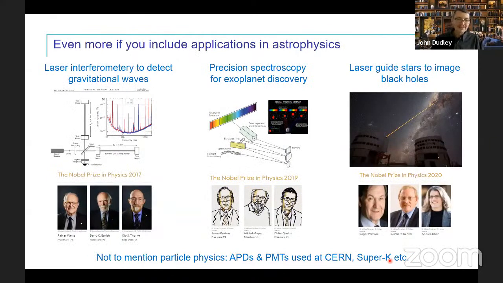But in fact, you can add even more Nobel Prizes to the recognition of optics and photonics if you include applications in astrophysics, such as interferometry and optical techniques in gravitational waves, spectroscopy for the detection of spectral line shifts to discover exoplanets, the use of laser stars to correct for turbulence in the atmosphere, not to mention all the photonic detectors, such as avalanche photodiodes or photomultiplier tubes used in CERN or the Super-K experiments around the world.